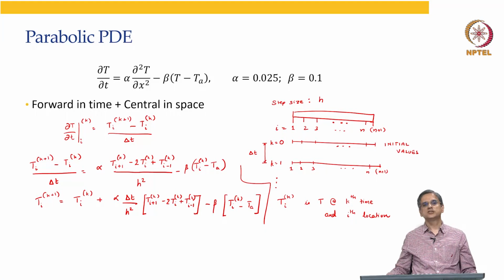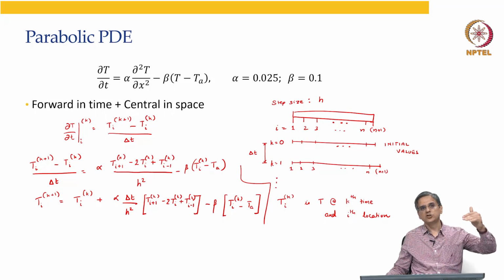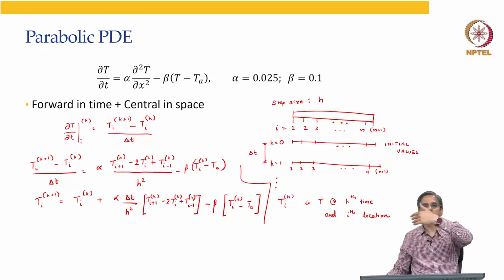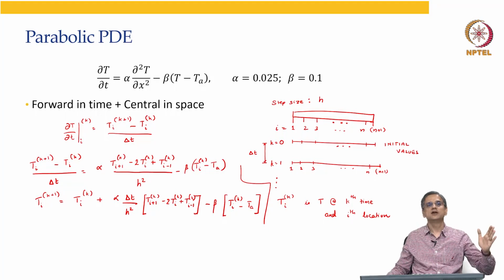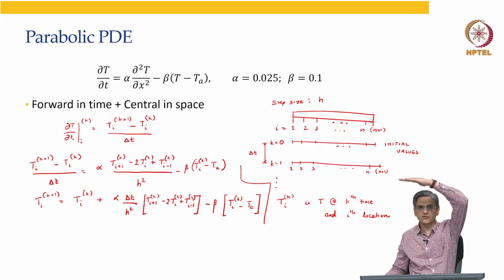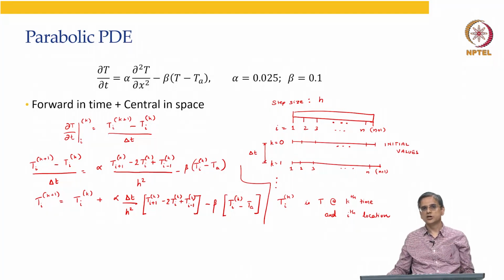Now, the very nice thing about an explicit method like this is you don't have to solve any equation at all. You have the values of all the temperatures at time k, and you just substitute them into an expression of this sort and you will get temperatures at time k plus 1. So, you start at 0, you go to 1, 2, 3, 4, 5 and so on up to your end point, and you will be able to solve this problem without any issue.